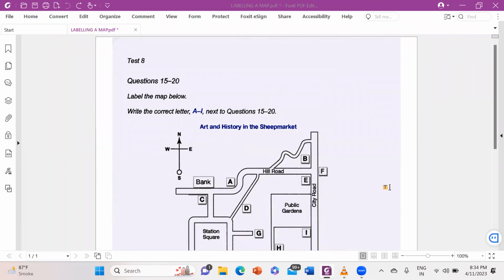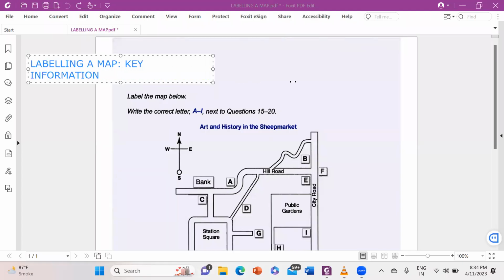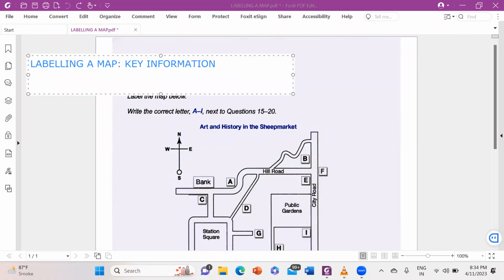Now, as usual, some key information before we start. You know that I always like to give key information about the question. Labeling a map or a diagram, key information. Point number one, they generally ask labeling a map in section 2. I'm not saying that they cannot ask you this in section 1 or 3 or 4. All I'm trying to say is that in most of the cases, they will ask you labeling a map in section 2.